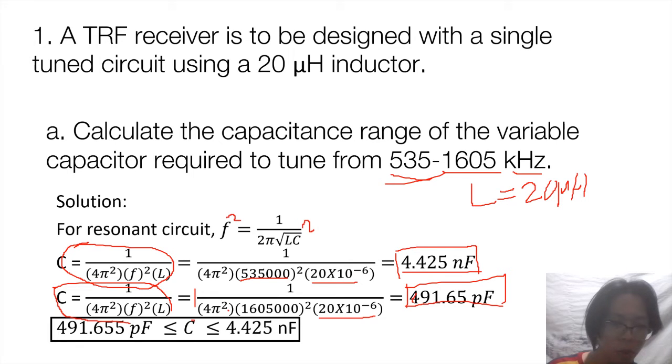And then we write out our capacitance range, wherein our capacitance must be greater than or equal to 491.655 picohenry, rather picofarads, and it should not exceed 4.425 nanofarads.